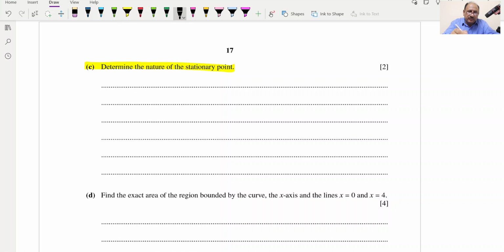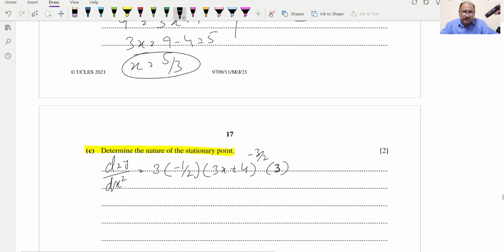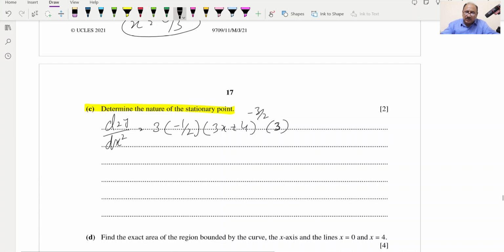We are taking the second order derivative, so we will be doing the second order derivative test, d2y over dx squared. The second order derivative will be 3 into minus 1 by 2 into 3x plus 4 raised to minus 3 by 2 into 3. This will be our second order derivative, and the first order derivative was 3 over root of 3x plus 4, minus 1. So we have taken the derivative of this one. Hopefully you understood the derivative part, which is simple.